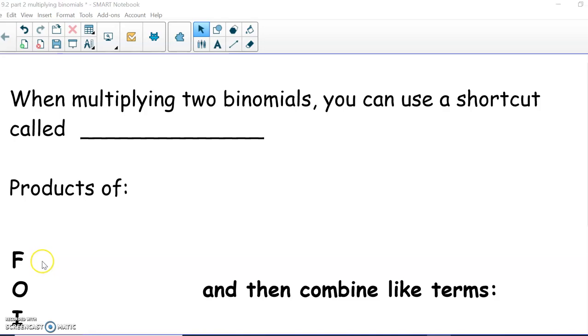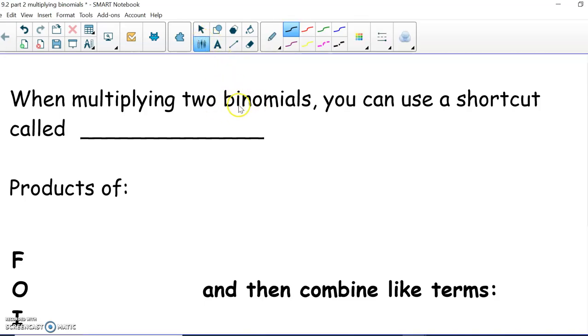This is Algebra 1, Lesson 9.2 continued. We were talking about multiplying polynomials, and we started by multiplying a monomial times a polynomial. So I thought we'd talk about what happens when you multiply binomials.